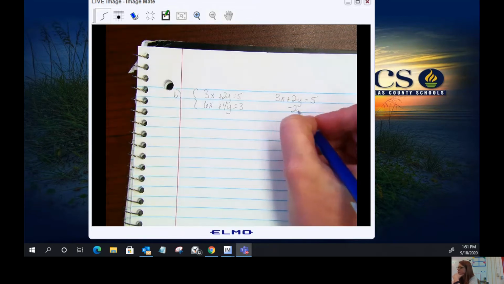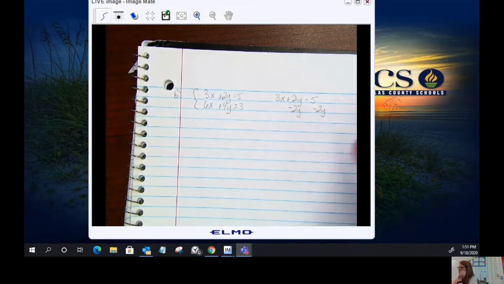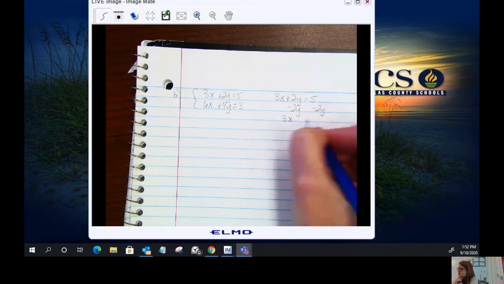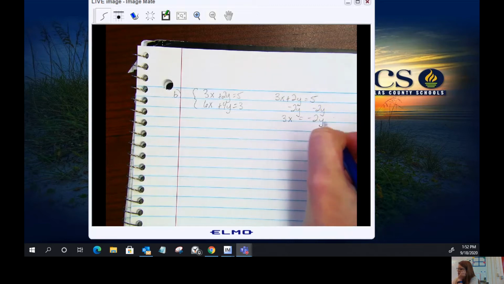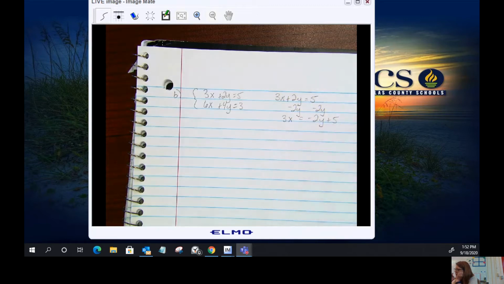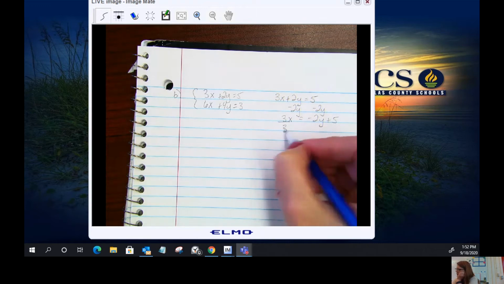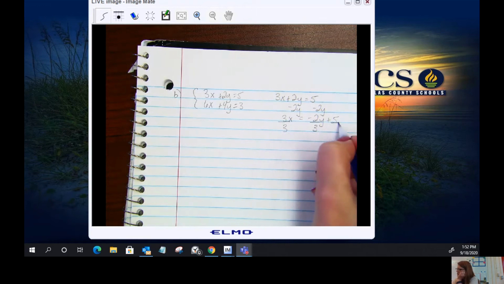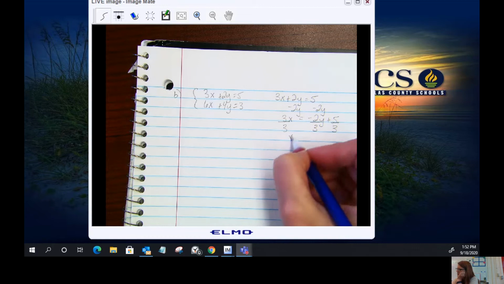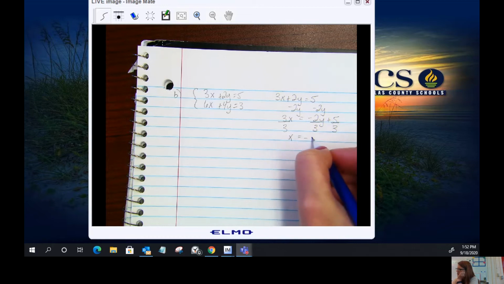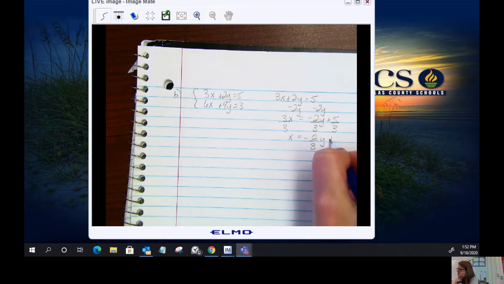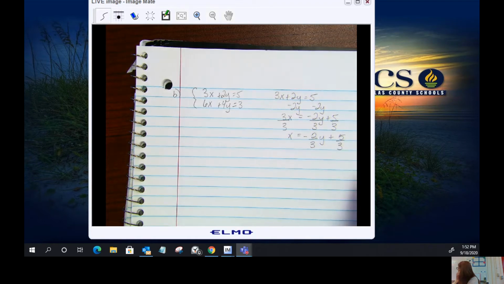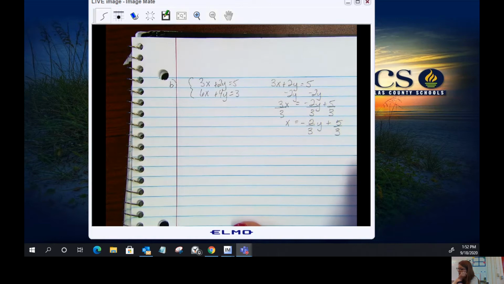I'll subtract 2y from both sides. We get 3x equals negative 2y plus 5. Divide out the 3. And I get x equals negative 2/3 y plus 5/3. Fun with fractions on this one.